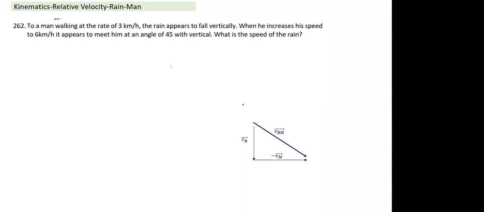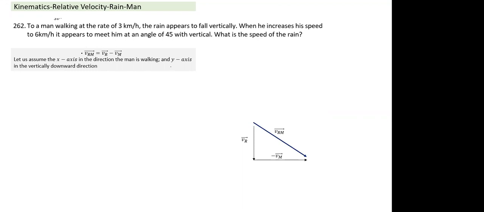So all relative velocity questions are based on vector sum or vector difference. In this particular case it is vector difference. VRM is equal to VR minus VM. Let's use that one. That's an equation you get to use. So first, use this equation rather than using it in this form.